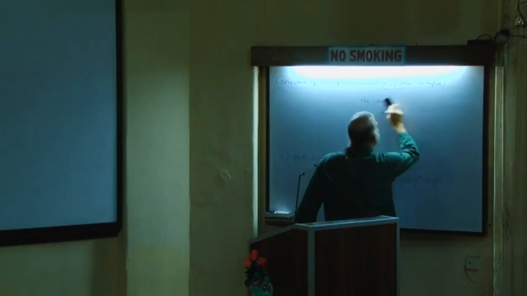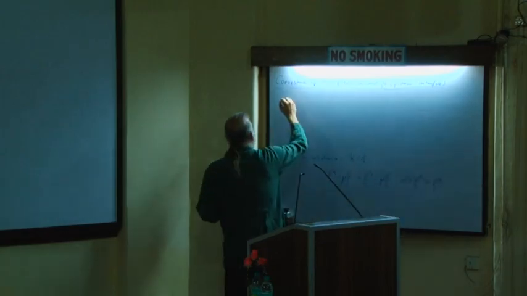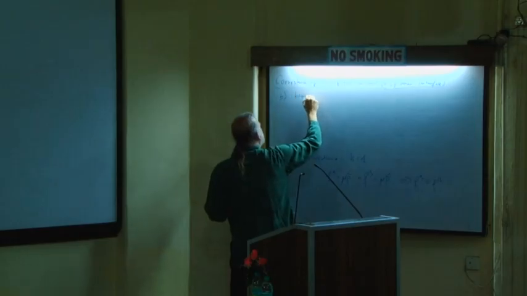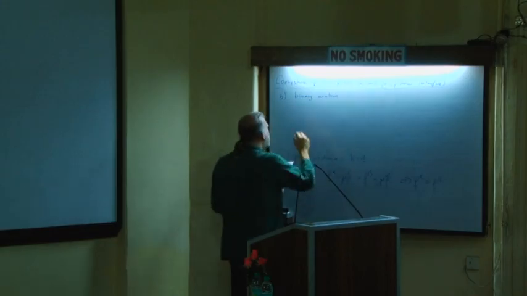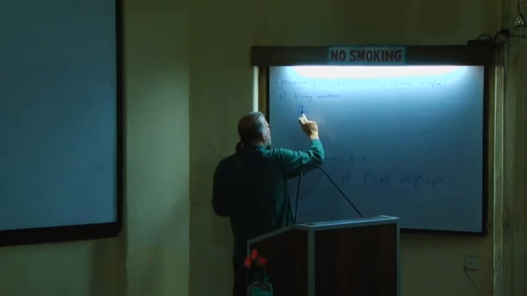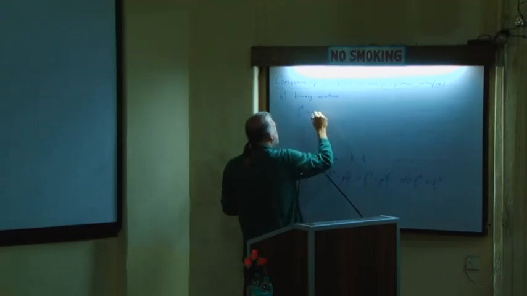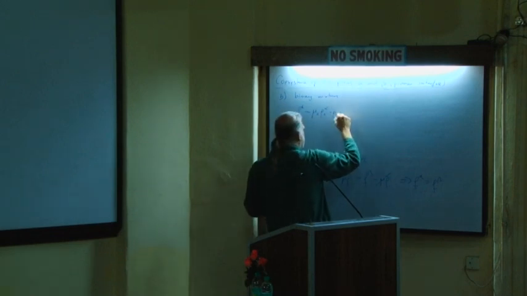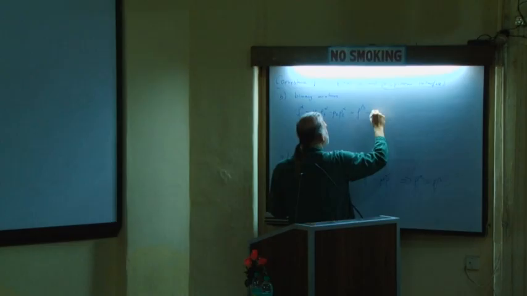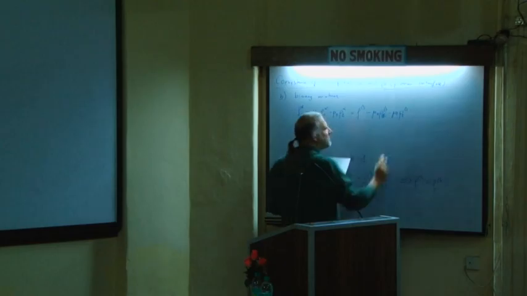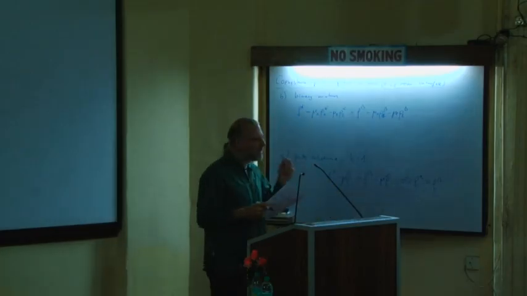A binary mixture. What do I get here? So I get that F alpha minus mu 1 rho 1 alpha minus mu 2 rho 2 alpha is equal to F beta minus mu 1 rho 1 beta minus mu 2 rho 2 beta. That's the general expression for the gas potentials, so for the pressure.